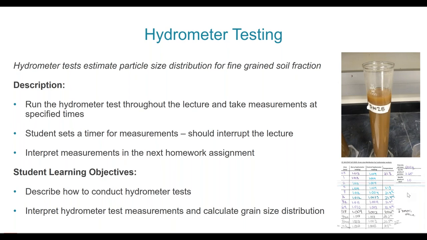And so from this demonstration, the learning objectives are that students should be able to describe how to conduct hydrometer tests and understand how they work, and then be able to interpret hydrometer test measurements and calculate grain size distribution from those measurements.